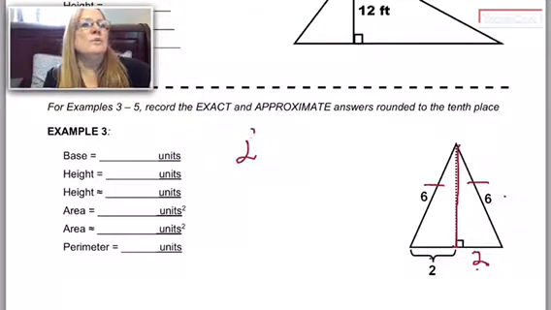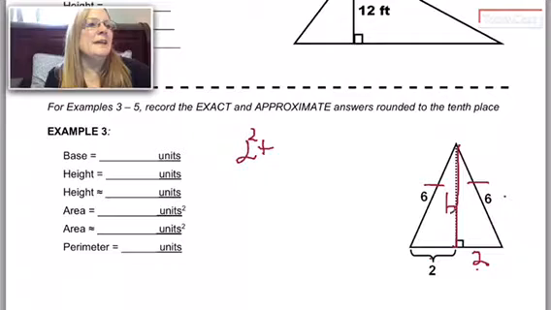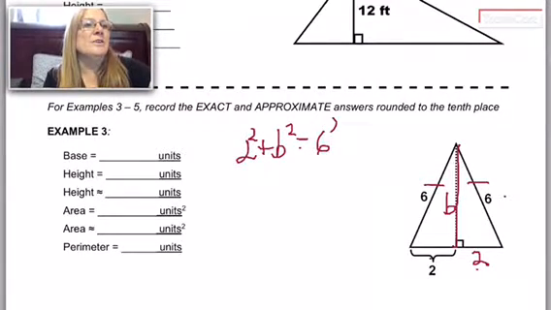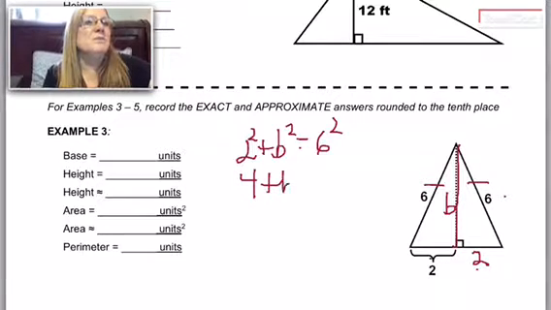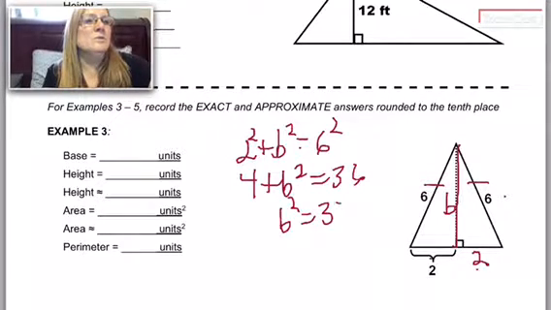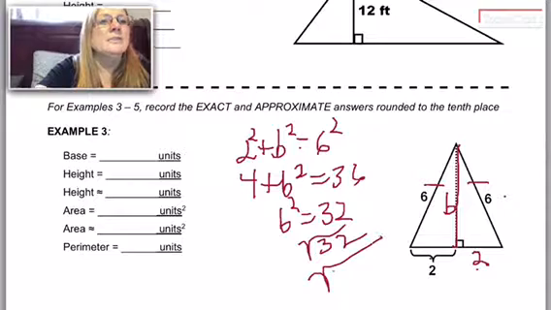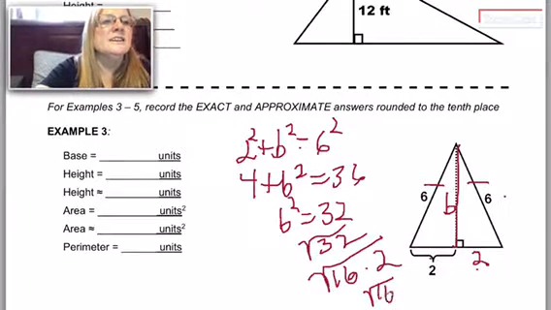So if you do 2 squared plus, we'll call the height b squared, set equal to 6 squared, you get 4 plus b squared is equal to 36. If you subtract 4, you get b squared is equal to 32. So b is the square root of 32, and they want us to simplify that. You can rewrite 32 as 16 times 2, or the square root of 16 times the square root of 2. And what's the square root of 16? It is 4.